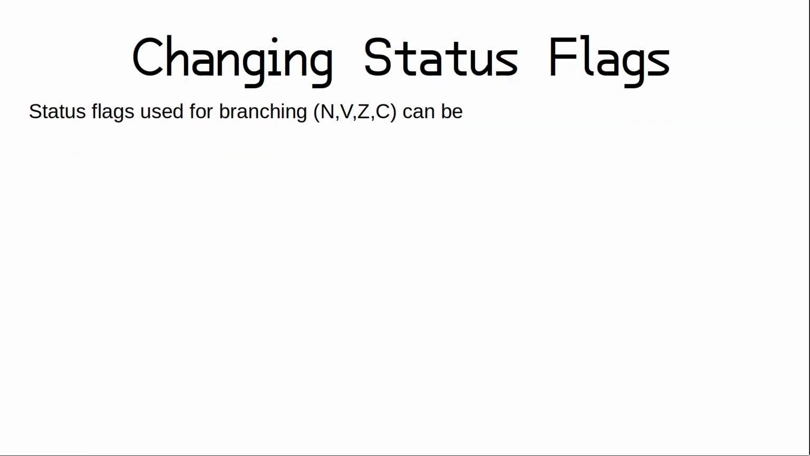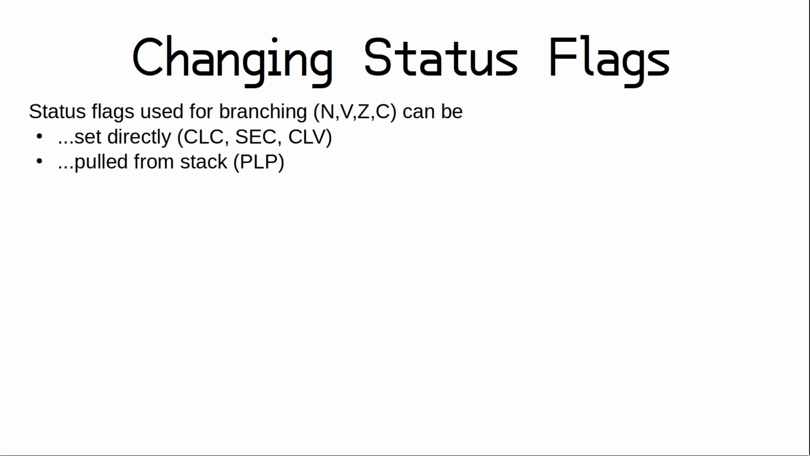So compare instructions are used a lot for branching, but the effects of other instructions are important or even necessary to get certain states to happen. Some of the status bits can just be set directly, and in the case of those used for branching, you can do a CLC to clear C, a SEC to set C, or a CLV to clear V.